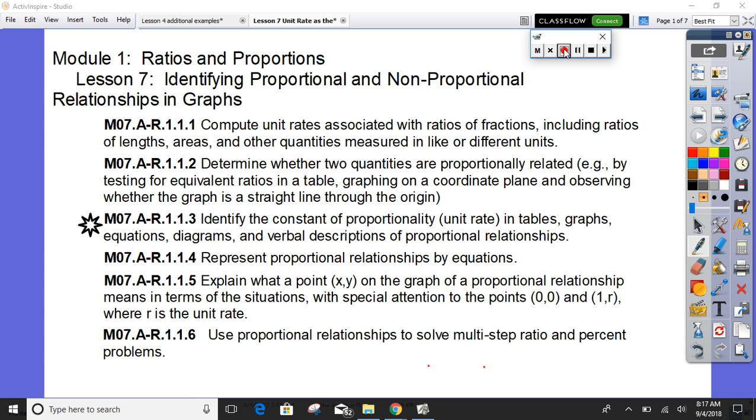And if we look at the standard, our goal for today is being able to identify the constant of proportionality in tables, graphs, equations, diagrams, and verbal descriptions of proportional relationships. We've already been doing this. When we found that magic number that you multiply in tables, I told you at one point that its name was the constant of proportionality, but today is when we emphasize that and we start to learn what that word constant of proportionality means.